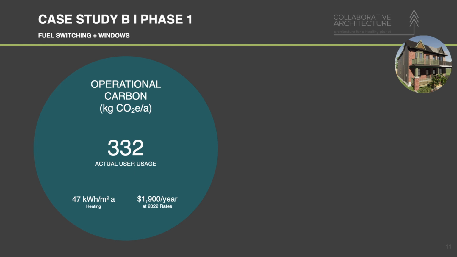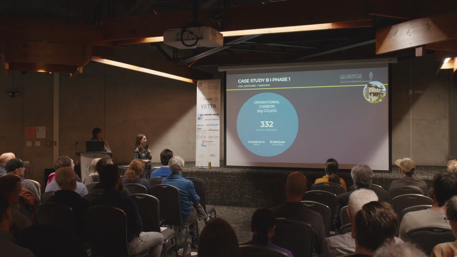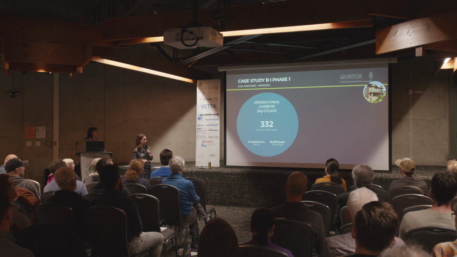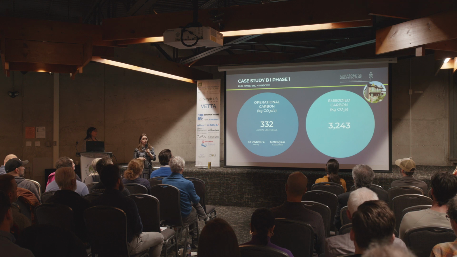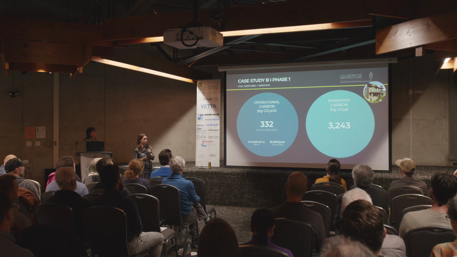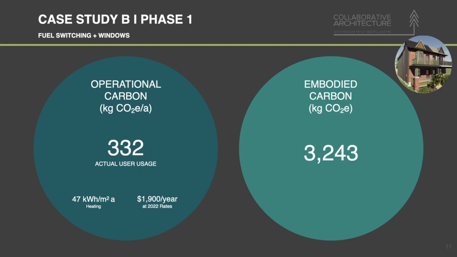So an insane dip. And we're getting down to 47 kilowatt-hours per square meter a year. So closer to that Passive House target, but still not there. And we lowered the bills around $200 a year. However, that also comes with the 3.2 thousand embodied carbon.